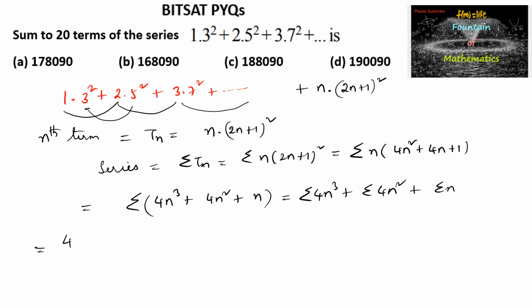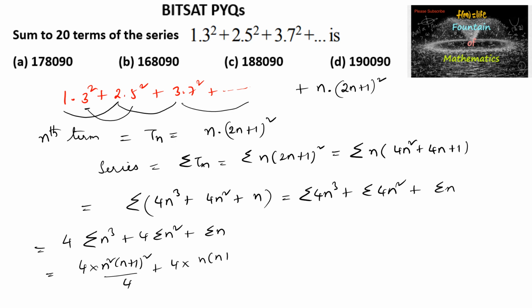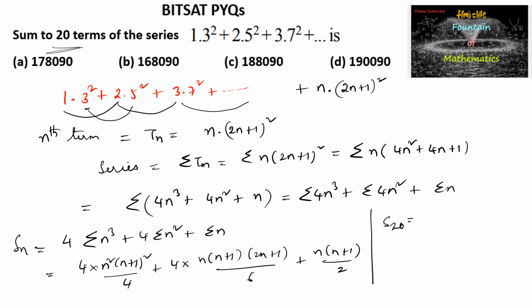And we know that it is 4 times summation of n cube, and here also 4 times summation of n square, plus summation n. Summation of n cube is n square into (n plus 1) whole square upon 4, summation of n square is n into (n plus 1) into (2n plus 1) upon 6, and summation n is n into (n plus 1) upon 2. Now since we require the sum to 20 terms, so this is Sn, and S20 can be taken by substituting 20 in place of n.